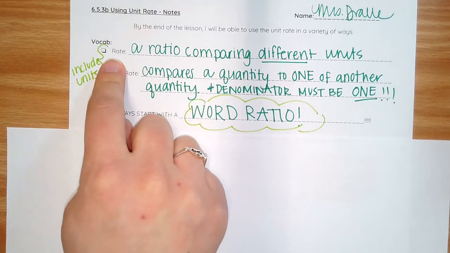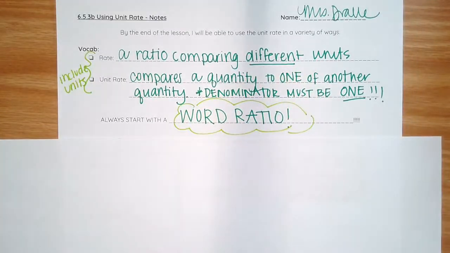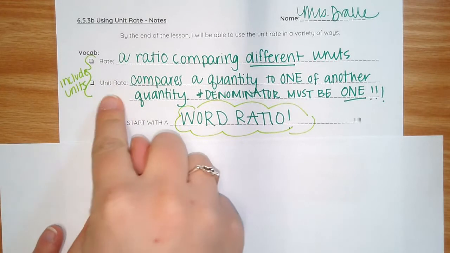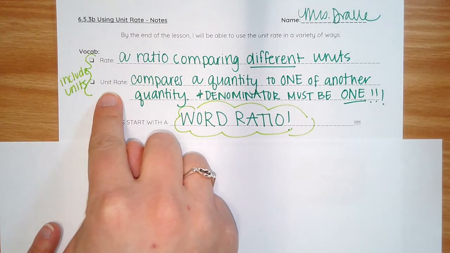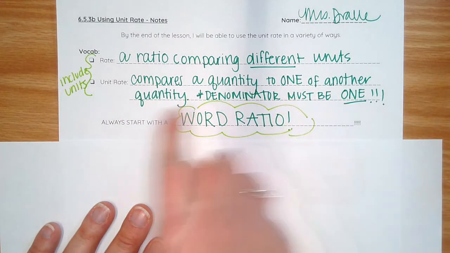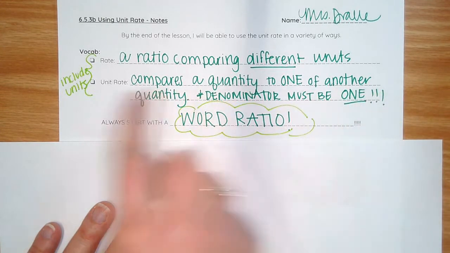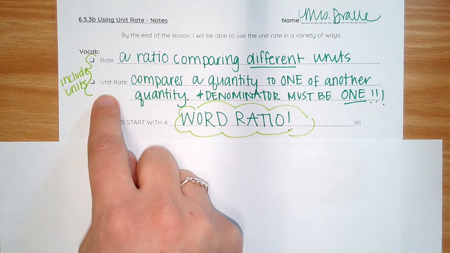Our first one is rate, and this is a ratio comparing different units. So we're getting more specific in our ratio. A unit rate is even more specific, as it compares a quantity to one of another quantity. So your denominator is always one in a unit rate. We want to know what is one of something.